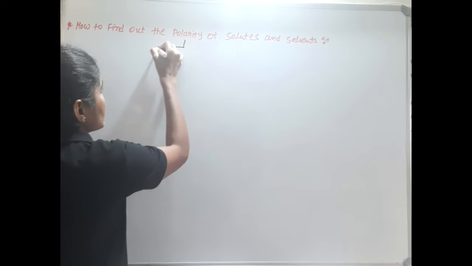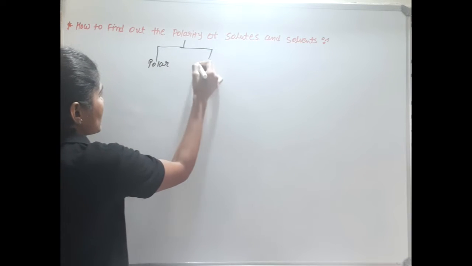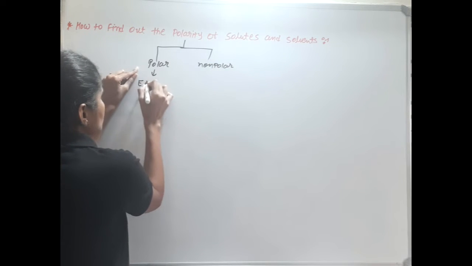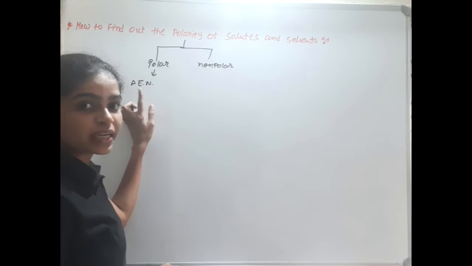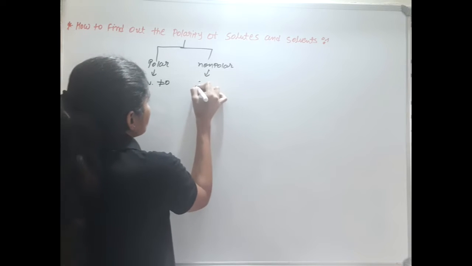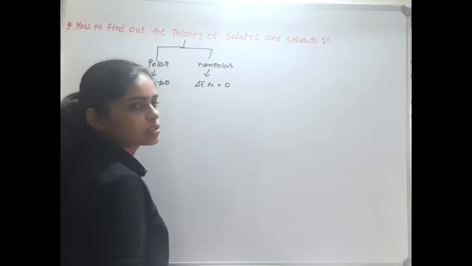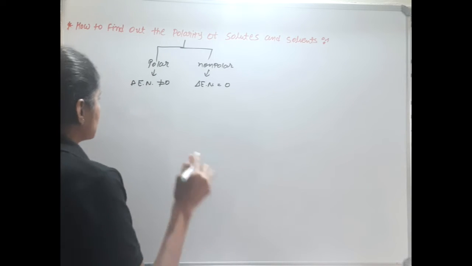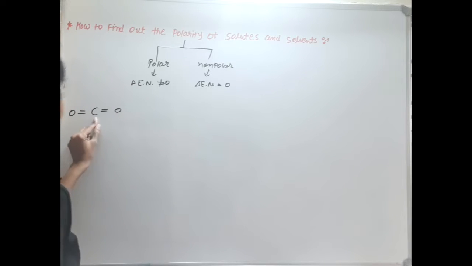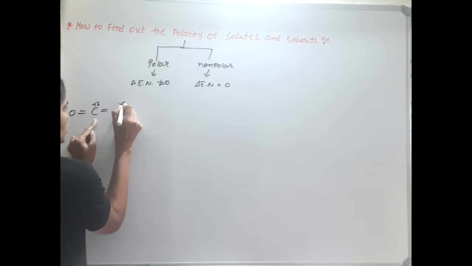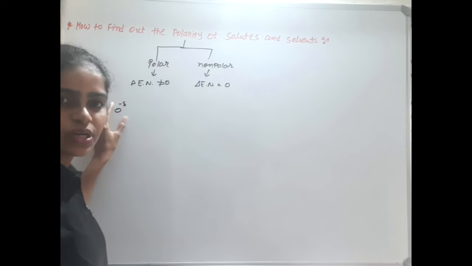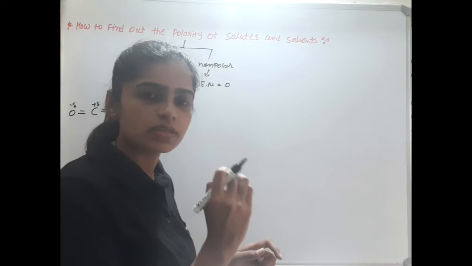Then, what is the meaning of polarity? Polarity is divided into two: polar and non-polar. Polar means the electronegativity difference is not equal to 0, whereas for non-polar, the electronegativity difference is equal to 0. For example, consider C double bond O. In this case, carbon has a partial plus charge and oxygen has a partial minus charge, because the electronegativity of oxygen is more than that of carbon.